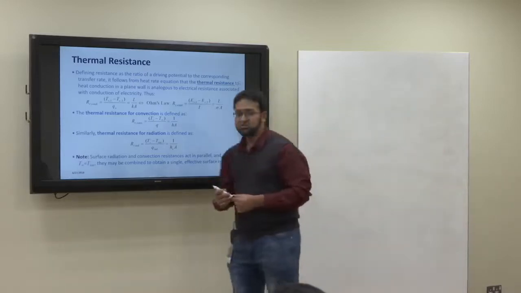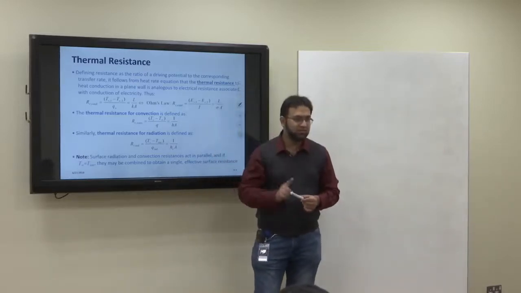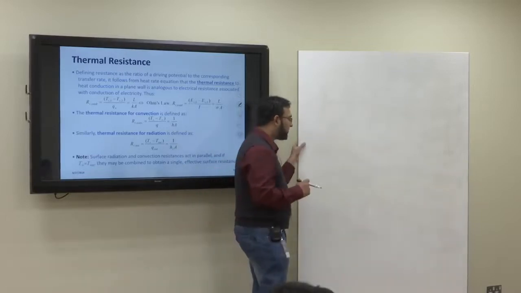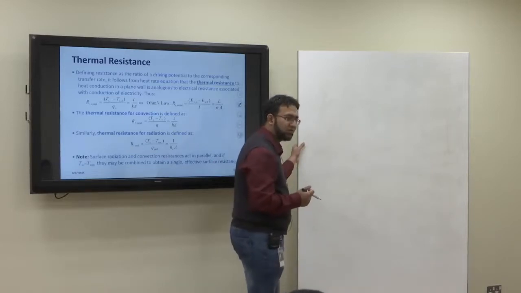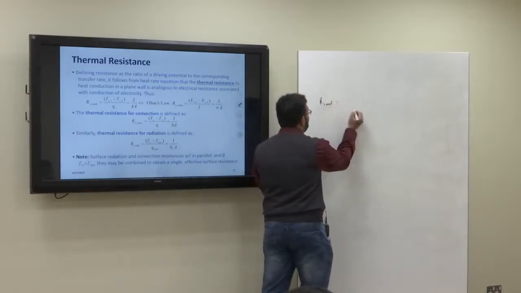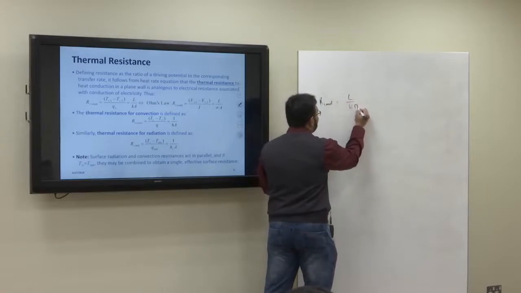Okay, thermal resistance, we already studied that, right? In the last chapter, I think. Thermal resistance. Okay, and do you remember what the thermal resistance for conduction was? So R conduction was equal to L upon Ka.